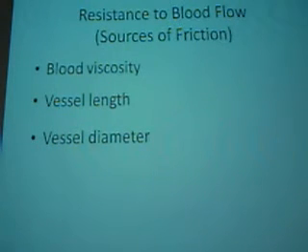Vasomotor center. Vasomotor center, yeah. I'll put that up here for you. And that's in the medulla oblongata? It is, it's in the medulla oblongata, in the brain.